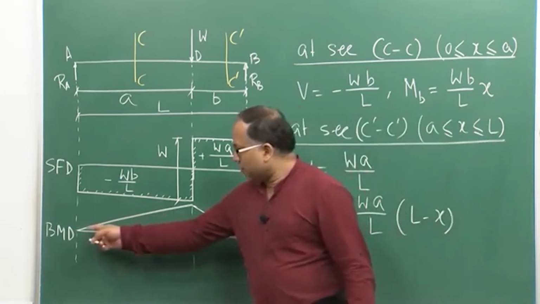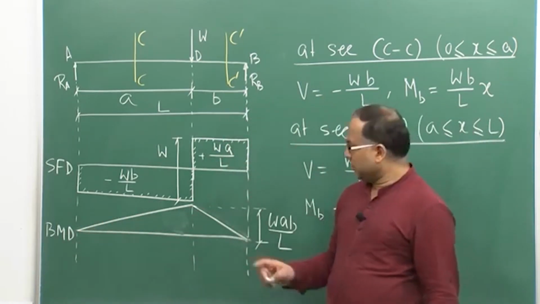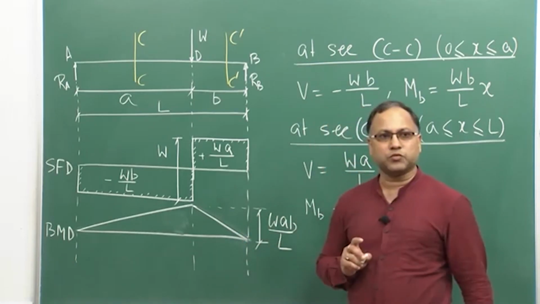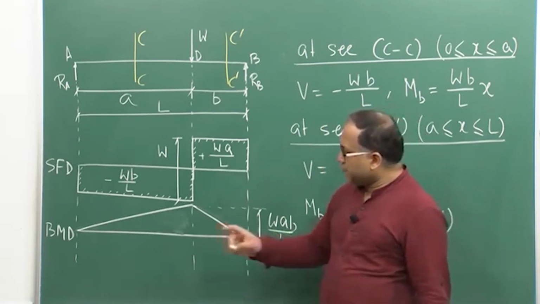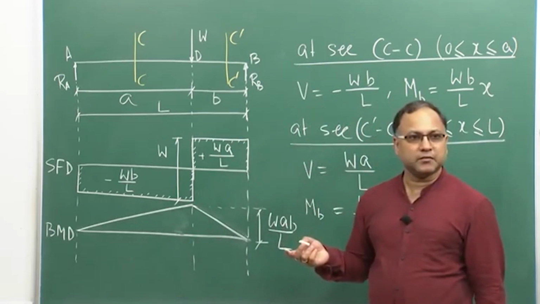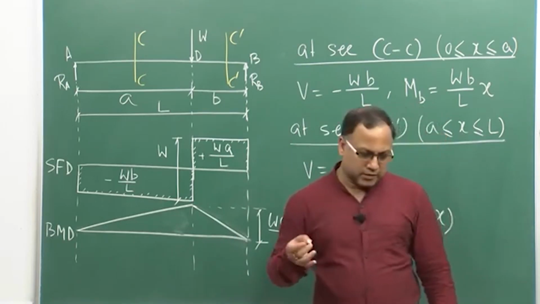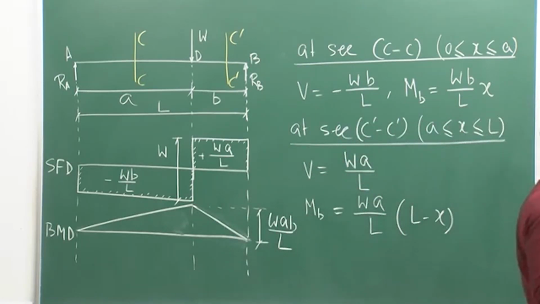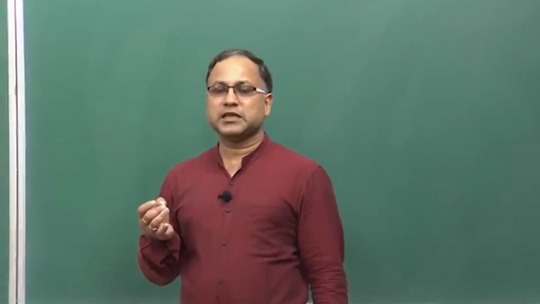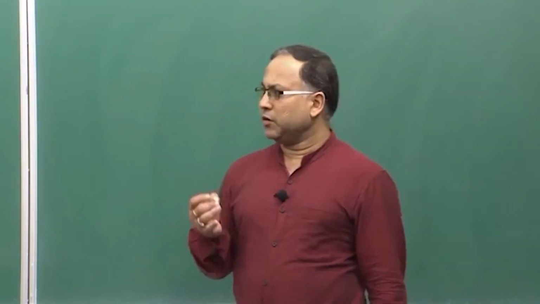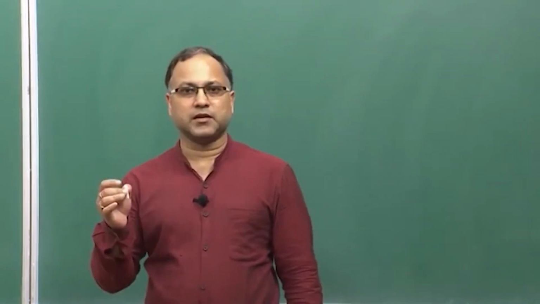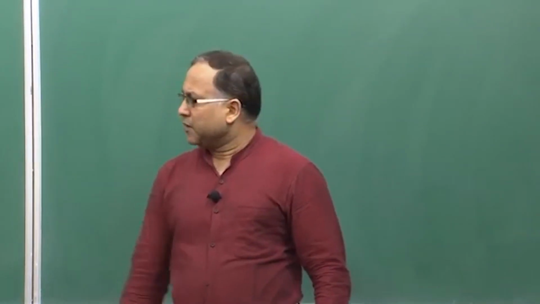So, it is completely 0 at this support and 0 at this support, okay, and in between it is linearly varying. So, this shear force diagram and bending moment diagram are very important aspects in the analysis of your slender member. Okay.